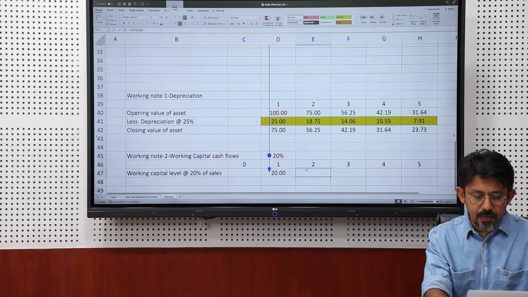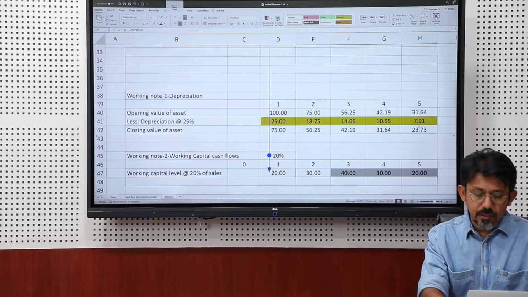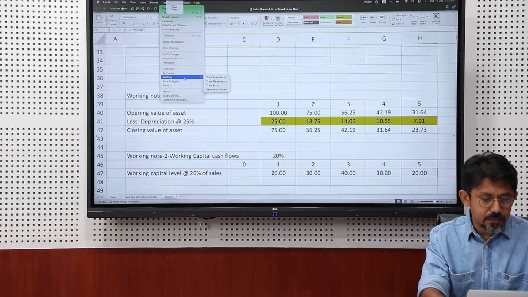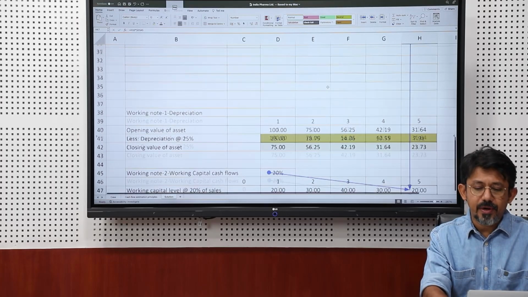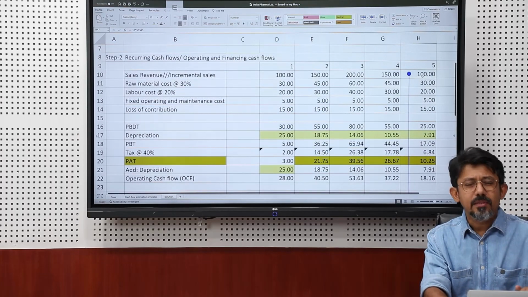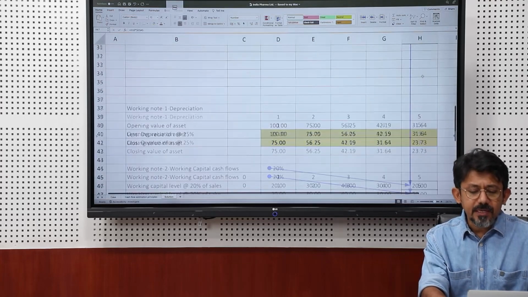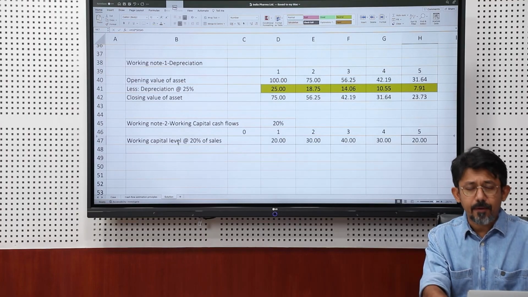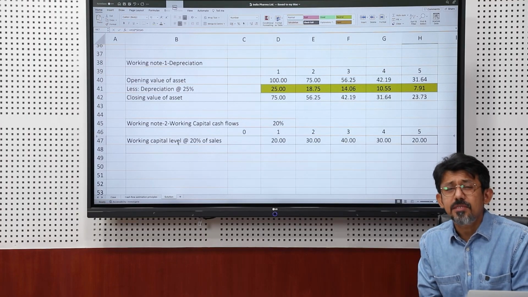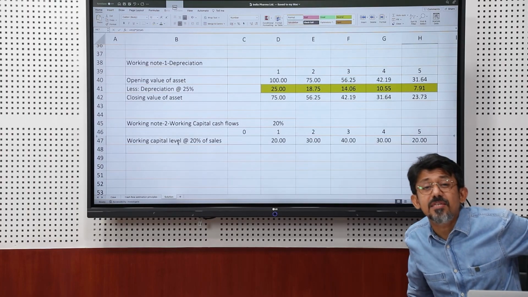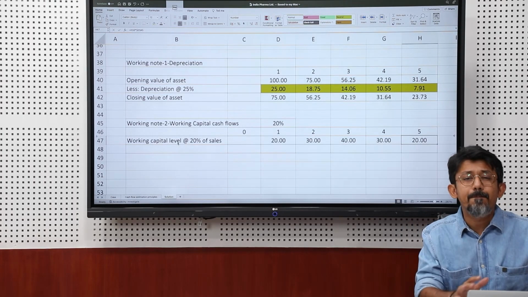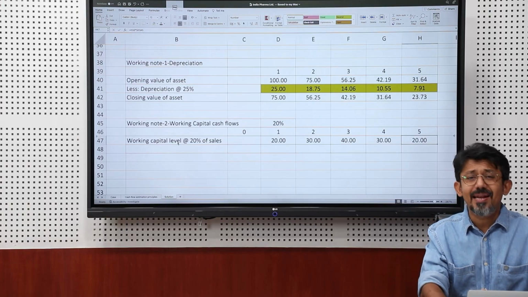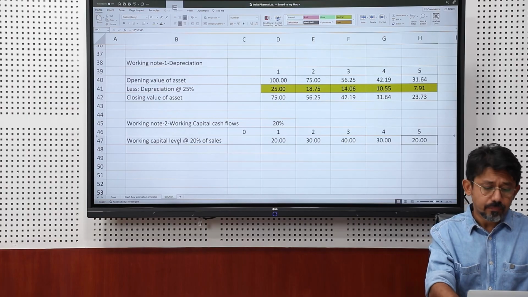Similarly, I have done a calculation for all the years. The cell reference, for example, for the 5th year looks like this, that is 20% multiplied by the sales of the 5th year. Now, please note that this is the level of working capital which is required. What do I mean by level? This is the quantum to be maintained in the system, that is in the business, for you to be able to carry on the business in an uninterrupted manner.